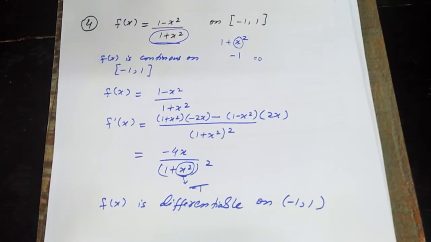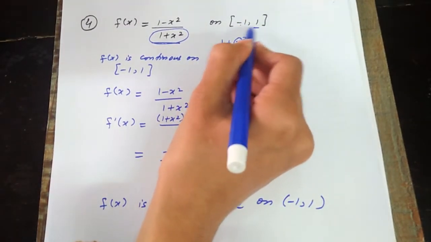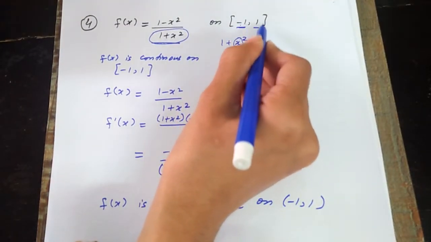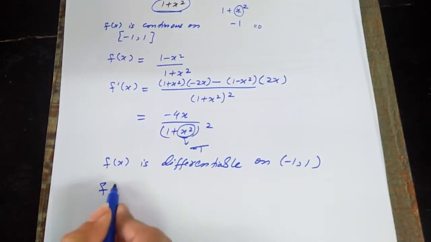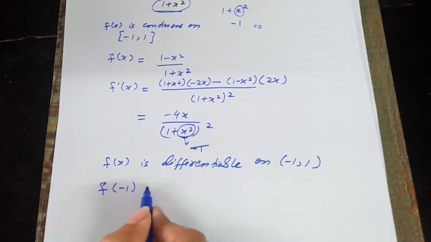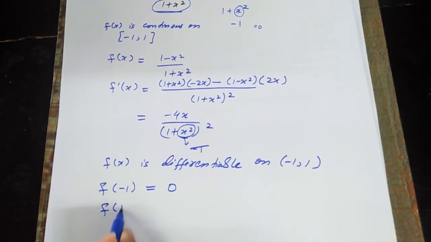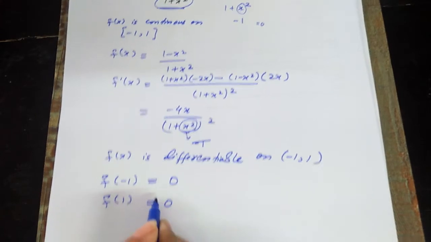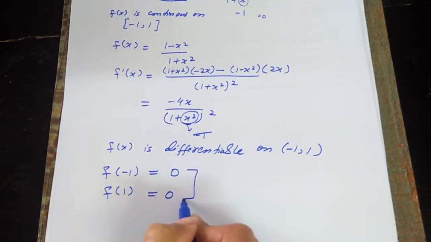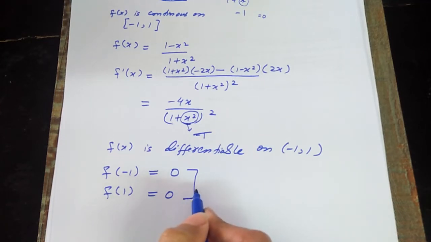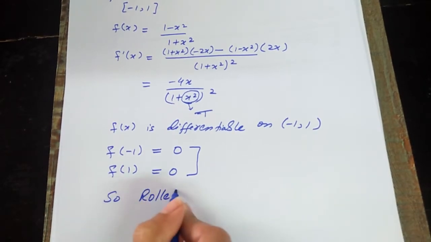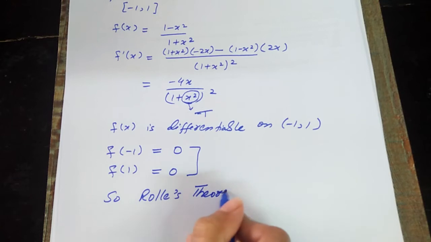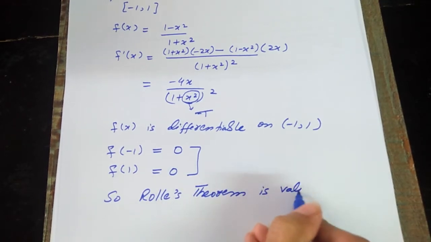Now, put the values a and b. Our a is minus 1 and b is 1. Put these values in the function. f of minus 1 will give you 0 and f of 1 will also give you 0. Since both are equal, that means our third postulate of Rolle's theorem is also satisfied. So Rolle's theorem is valid.